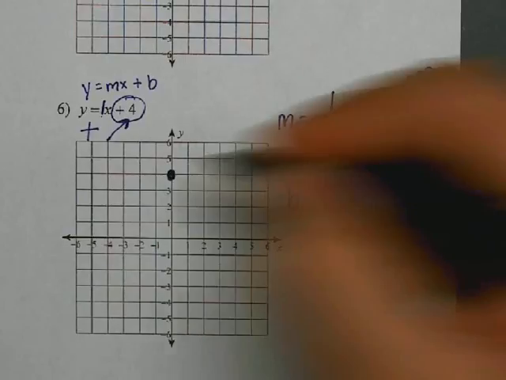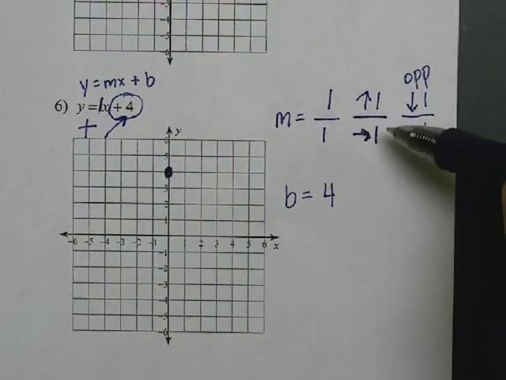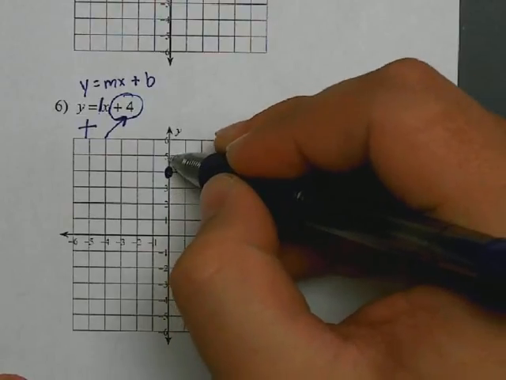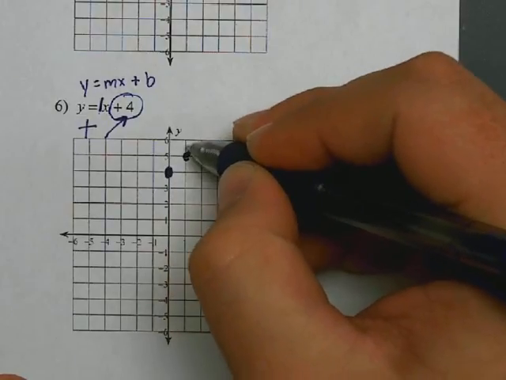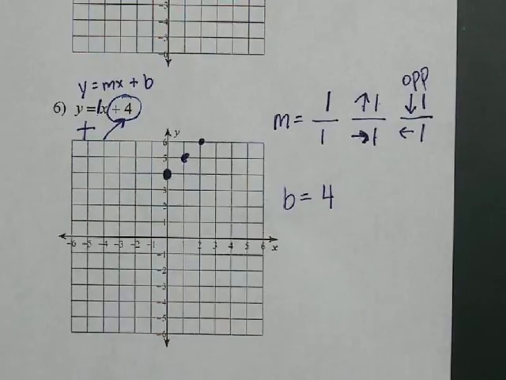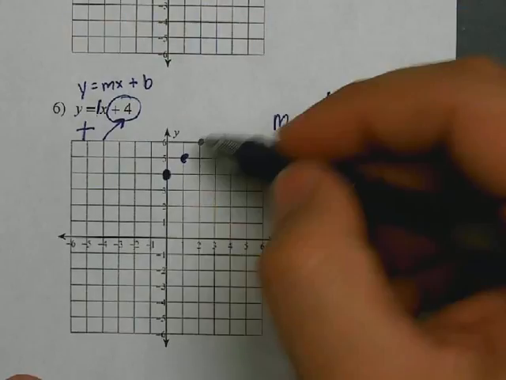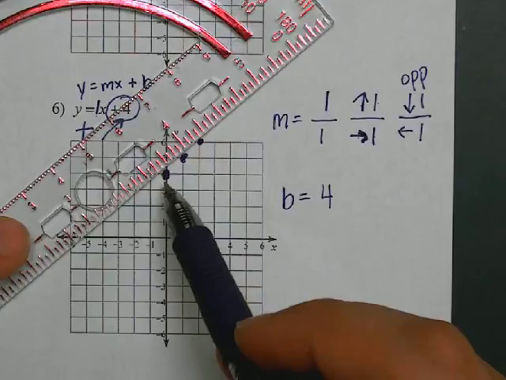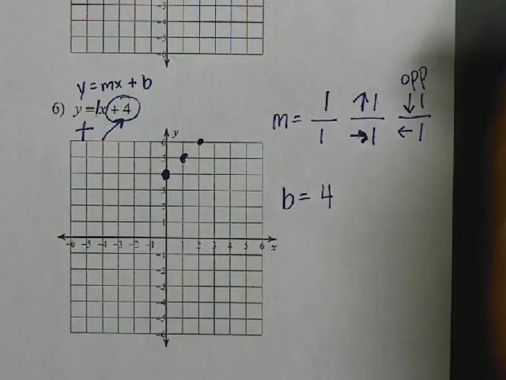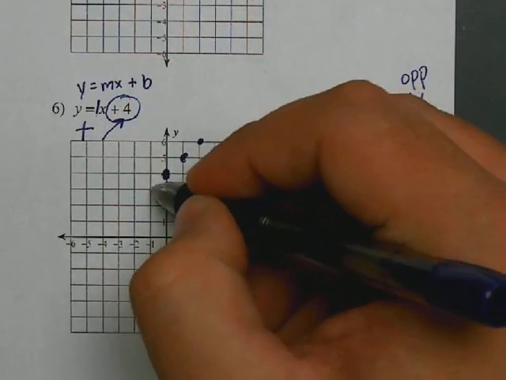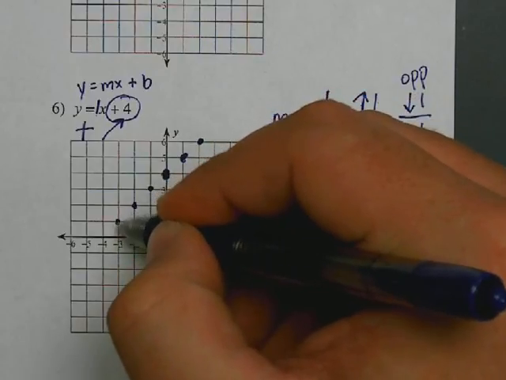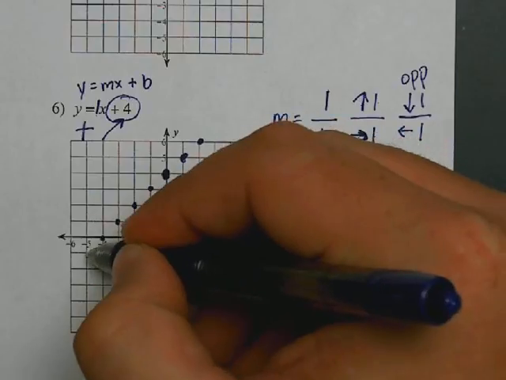Now we're going to follow the directions of our slope. Our slope is up 1, right 1. So up 1, right 1, put a point. Up 1, right 1, put a point. Now the opposite. Obviously we can't go any further, so we could draw a line here, but the more points you have, the better the accuracy of your line. So I'm going to go the opposite way, down 1, left 1, and keep following that, down 1, left 1.